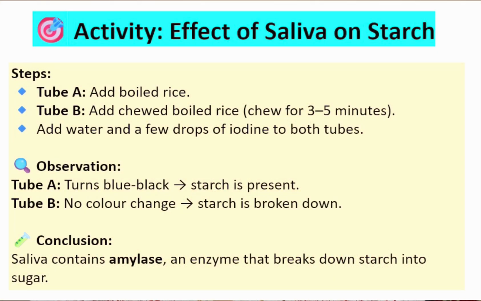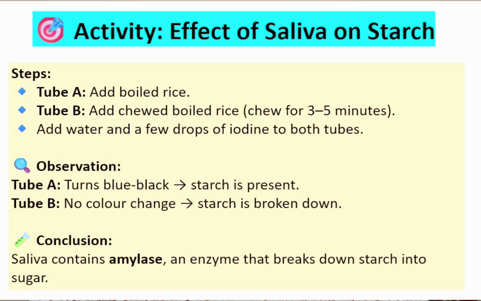Activity: effect of saliva. In this activity, we take 2 test tubes. Tube A has plain boiled rice and tube B has chewed boiled rice. We add water and iodine to both.